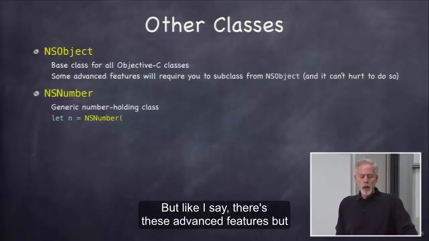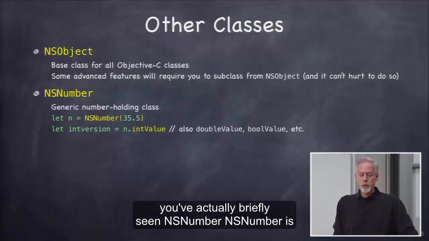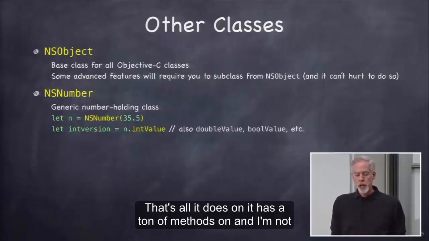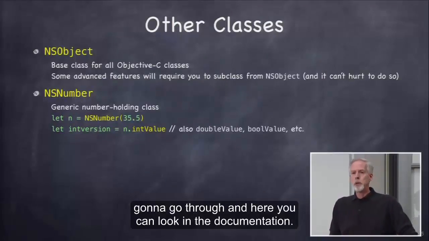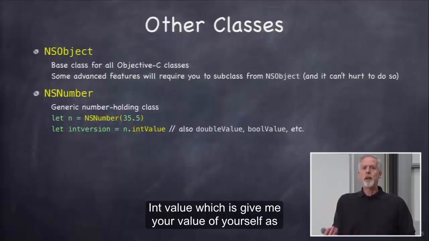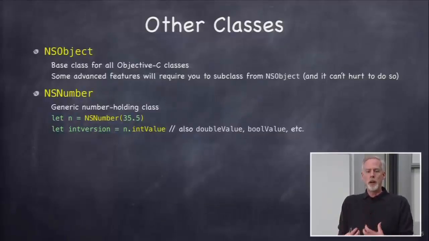But then there's NSNumber. You've actually briefly seen NSNumber. NSNumber is just a generic number holding class. It just holds a number. That's all it does. And it has a ton of methods on it. I'm not going to go through them here. You can look in the documentation. But the methods are things like doubleValue, intValue, which is give me your value of yourself as an int, as a double, etc.